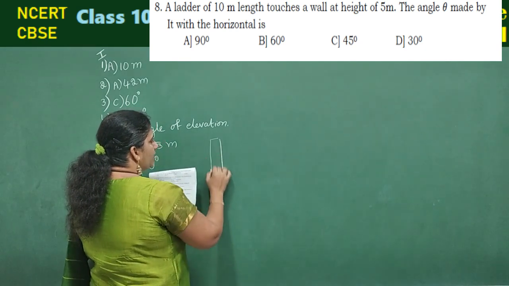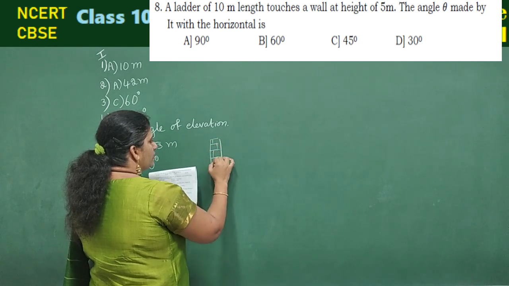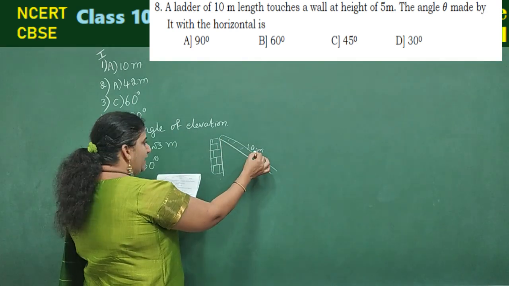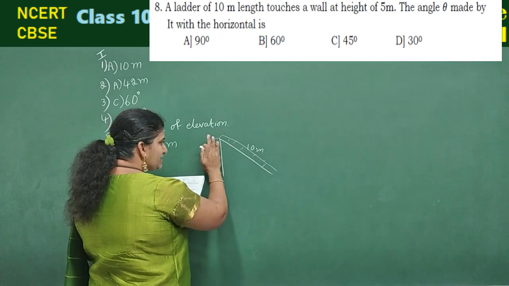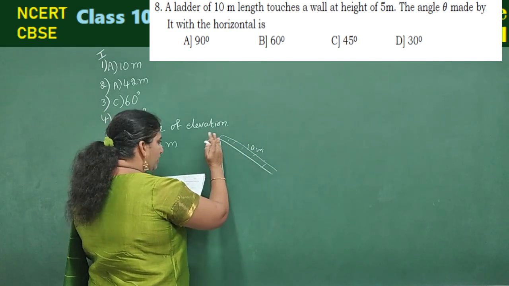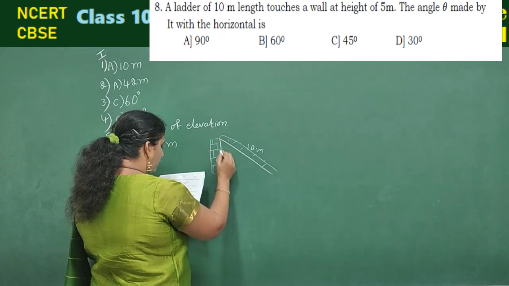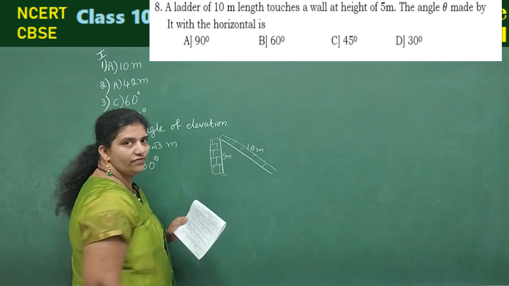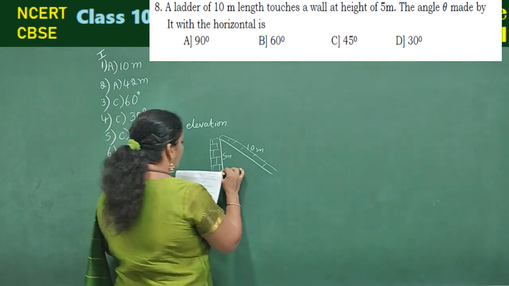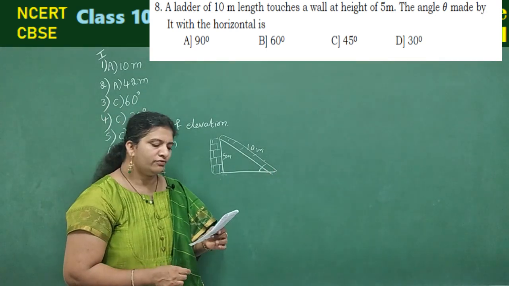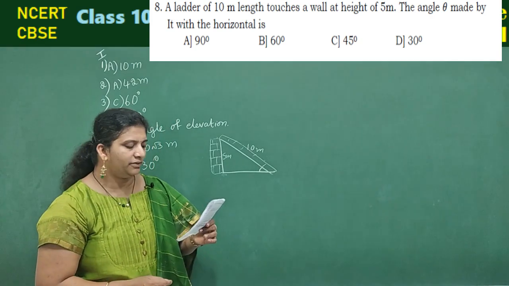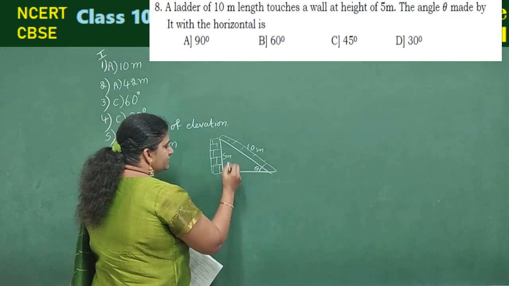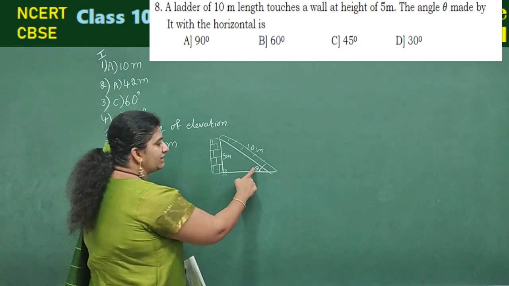Eighth question, a ladder of 10 meter length touches a wall at a height of 5 meter. Okay, look here. Imagine this as a wall. A ladder of length 10 meters touches the wall. It is leaning on the wall at a height of 5 meters. What is the height from the ground level? It is 5 meters. What do you need to calculate? The angle of elevation. We need to find the angle theta made by the horizontal line. This is a horizontal line and the angle here is theta. This is perpendicular. We need to find this angle.